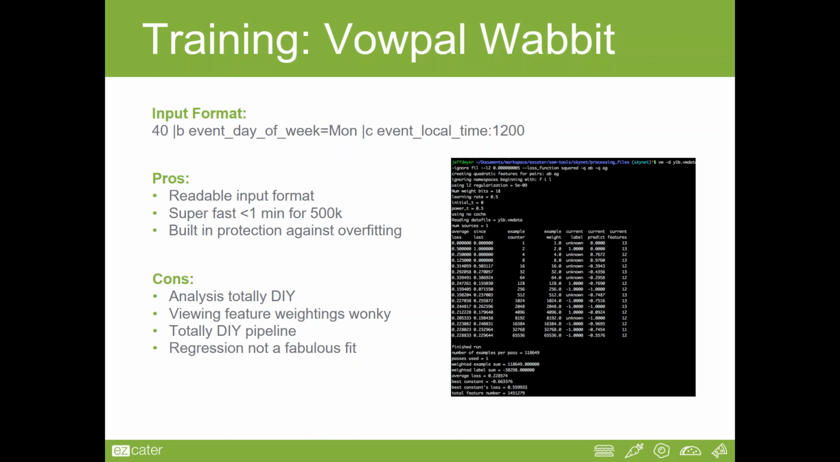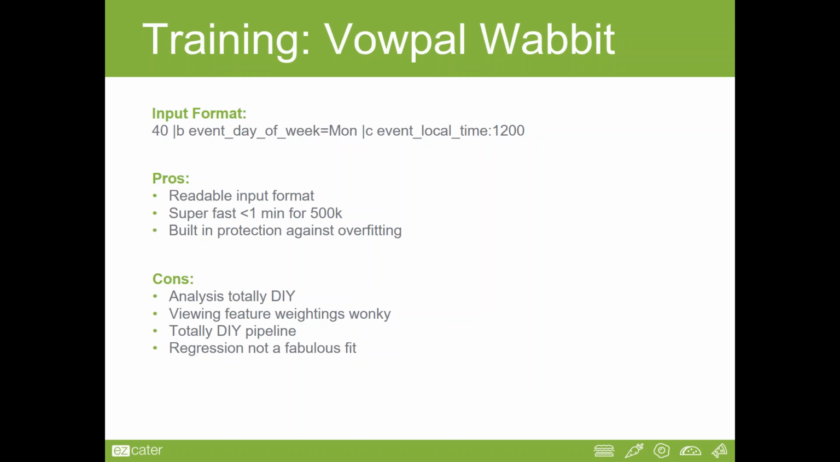But the cons were, the analysis is totally do-it-yourself. So you've got a lot of R or Python ahead of you to figure out what you've actually done. Simple things like viewing the feature weightings on your regression were totally wonky, requiring some other command line flag to output some weird file. If you were going to build a pipeline to query your database, build a model, run new data, and put it back to your database, that's all going to be do-it-yourself too. Vowpal Wabbit does one thing, it does it well, but it does one thing. And overall, the final result was that regression for us was not a fabulous fit for this problem.